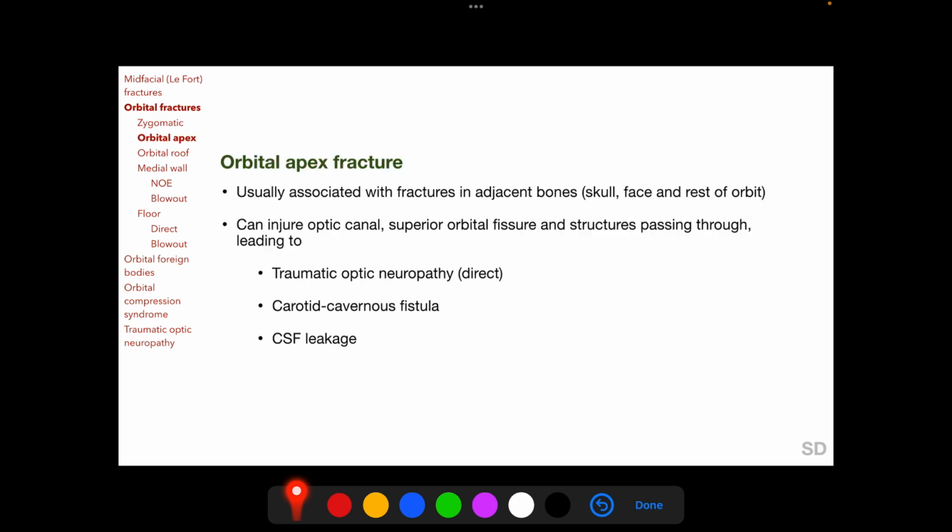Orbital apex fractures are usually associated with fractures in adjacent bones, including the skull, face and the rest of the orbit. Orbital apex fractures can involve the optic canal and the superior orbital fissure and injure the structures passing through them, leading to traumatic optic neuropathy, carotid cavernous fistula and CSF leakage. Traumatic optic neuropathy we have discussed in the neuro-ophthalmology section, and carotid cavernous fistula we have discussed in the session on vascular lesions of the orbit.